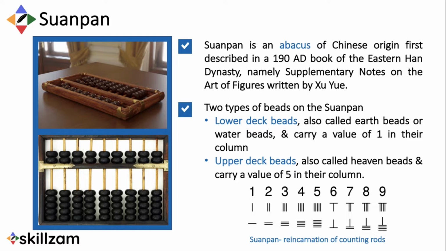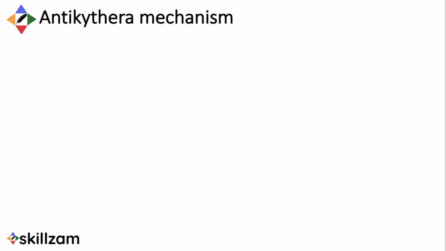The upper deck beads are also called heaven beads and carry a value of 5 in their column. Suanpan can be used for functions other than counting. Very efficient Suanpan techniques have been developed to do multiplication, division, addition, subtraction, square root and cube root operations at high speed.